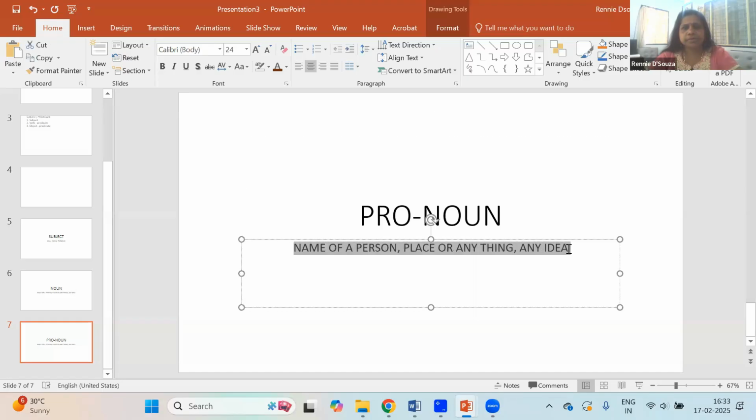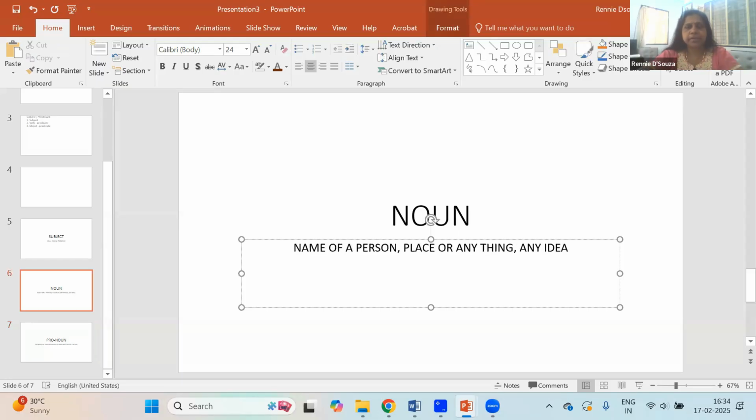What is pronoun? Pronoun is a word which is used instead of a noun. As you know, noun is a name of a person, place, or anything, or any idea. Now pronoun is a word which is used instead of a noun. Yes, dear friends, instead of noun we use pronoun.